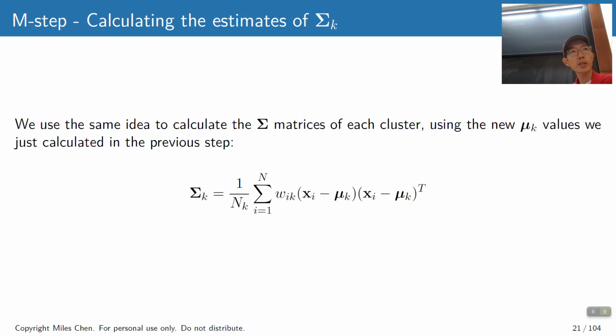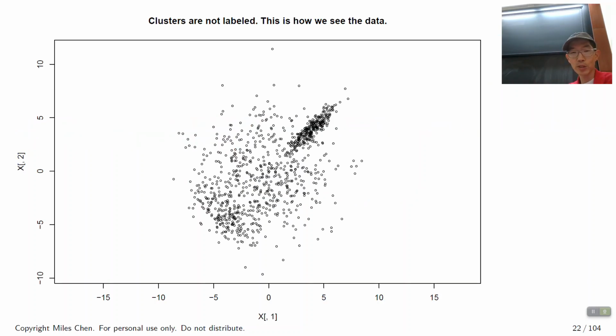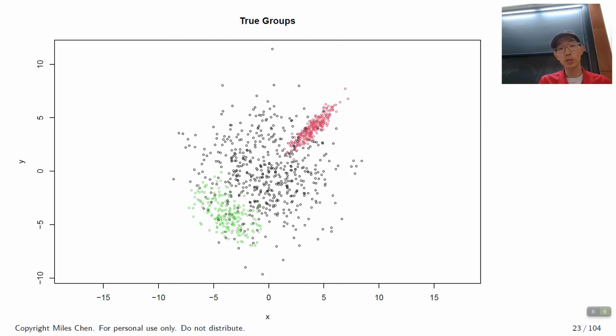Okay, and that's pretty much it. That's how the EM algorithm works. I will illustrate what this looks like iteratively. So again, our data come in completely unlabeled, and we are going to ask the EM algorithm to try to identify 3 clusters.